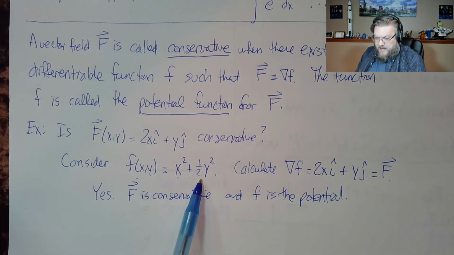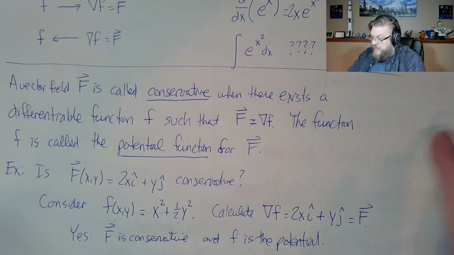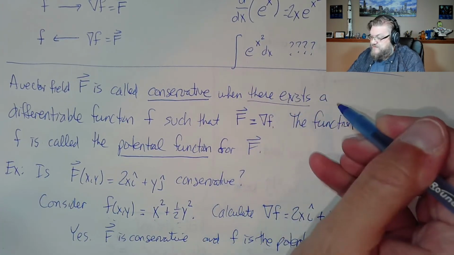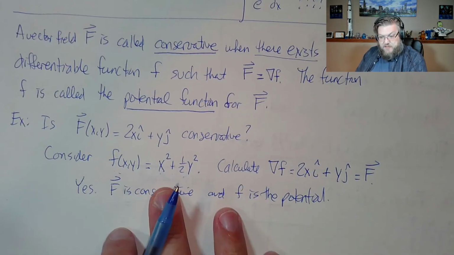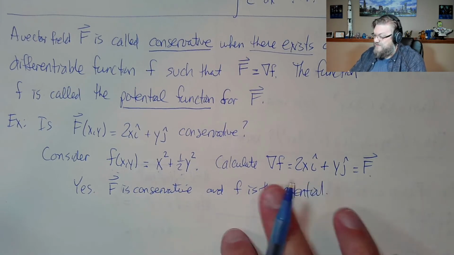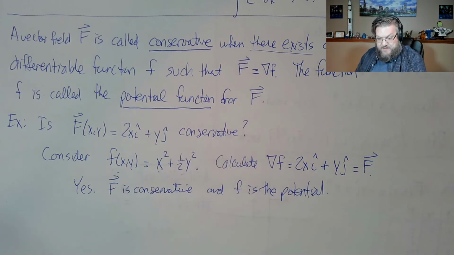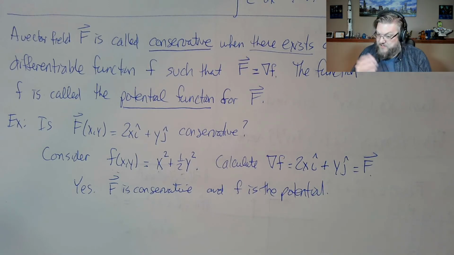Now, again, you might be asking, how did you find that? We're going to do that in a little bit. But to check that it's conservative, all I need to show is that there exists a function. And I did that. It doesn't matter how I conjured it up, right? I've shown that a function exists where I take its gradient, I get that field, and so it's conservative. All right? Any questions with that? Okay.